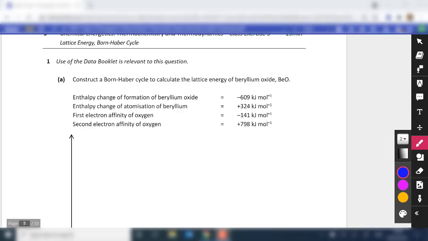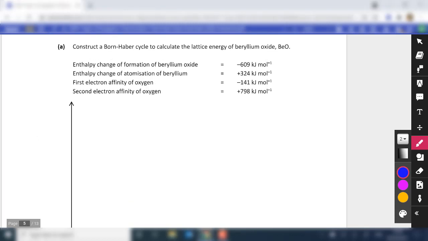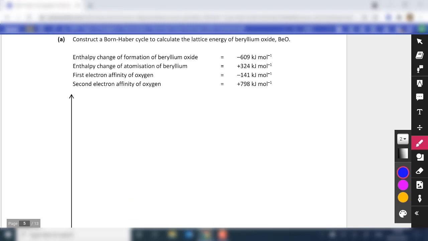Okay, we'll look at in-class exercise 3 on the Born-Haber cycle for beryllium oxide. As usual, the data given to us is not too surprising. We are given the enthalpy change of formation of beryllium oxide, and the atomization of the element beryllium. You also notice that you are not given the atomization for oxygen, but I think it's quite obvious why: you can easily find the bond energy data from the data booklet and determine the atomization enthalpy from there.